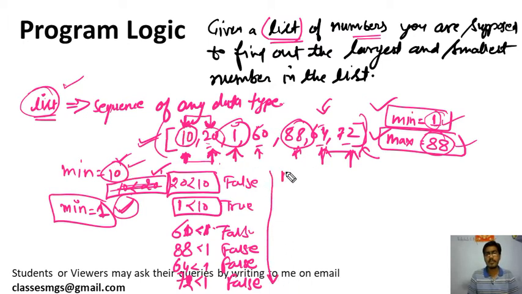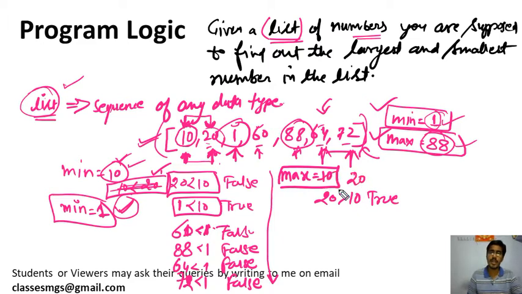Let's suppose I assume the first element of the list is the maximum, then I compare it with each element of the list, and if I find a value greater than the current maximum, that is 10, I update the value of the max. Let's suppose 20. 20 is greater than 10, it is true. That means we update the maximum value with 20, because so far 20 is the maximum and 10 is not the maximum now.